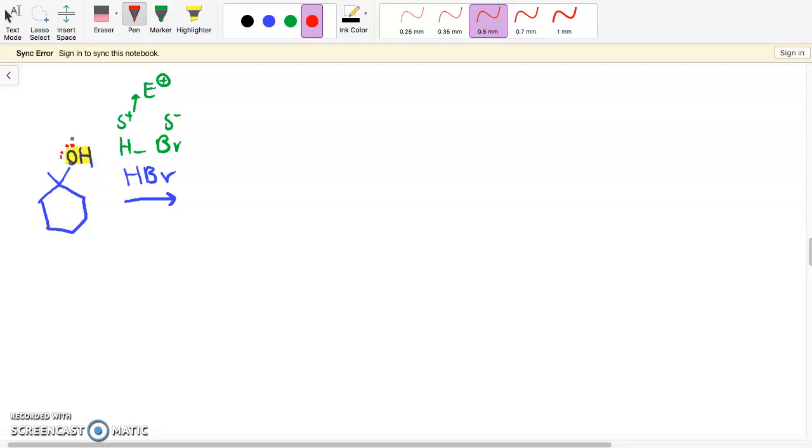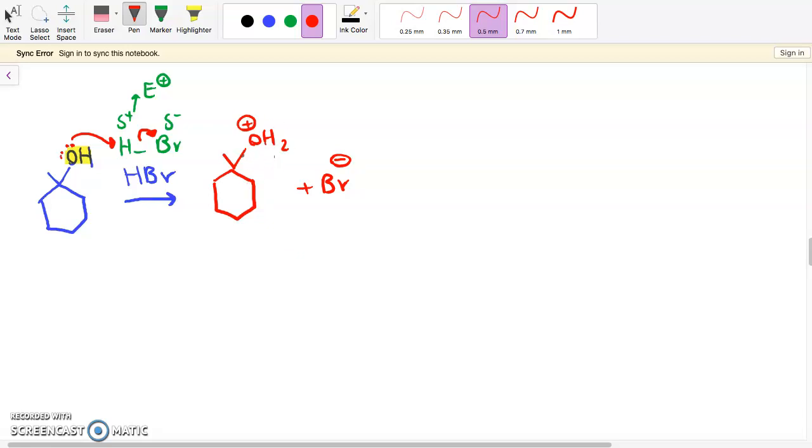It has lone pairs of electrons, going to attack that hydrogen, breaking that bond, and we're going to get this intermediate right here. I highly suggest that you write the bromide ion as one of the products so you know what you have in the solution. Okay, then I'm thinking, well, what's going to happen next?